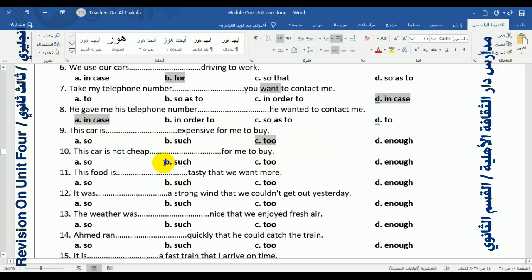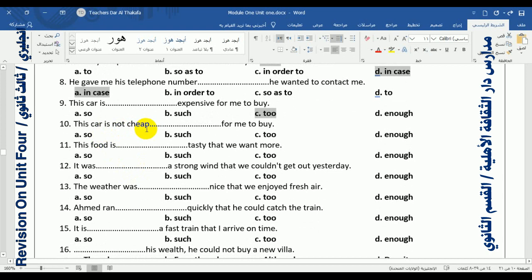This car is not cheap. السيارة دي ما هي رخيصة، for me to buy. So ولا such ولا too ولا enough؟ هنا في عندك cheap جاي الصفة الأول، فالسيارة مش رخيصة. أقول enough بما يكفي for me to buy.